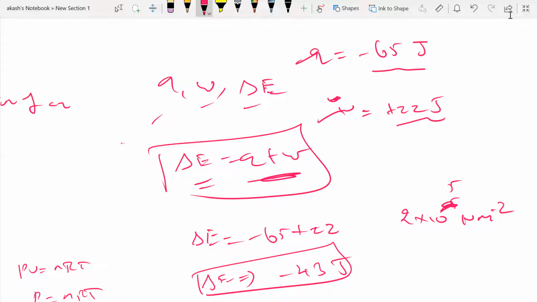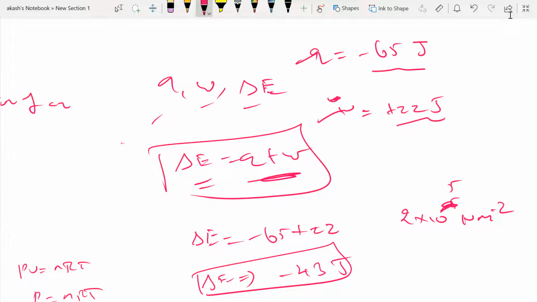You have to find the change in internal energy. Calculate the change in internal energy. That means delta E is what you have to find. I'll repeat the question one more time. A gas absorbs 200 joules of heat and expands by 500 centimeter cube against a constant external pressure of 2 into 10 to the power 5 Newton per meter squared. Find the change in internal energy.